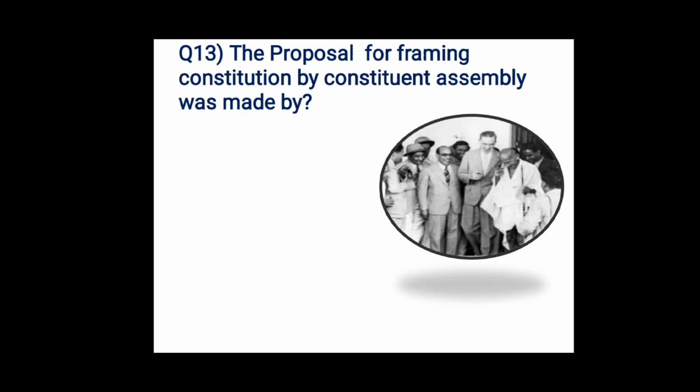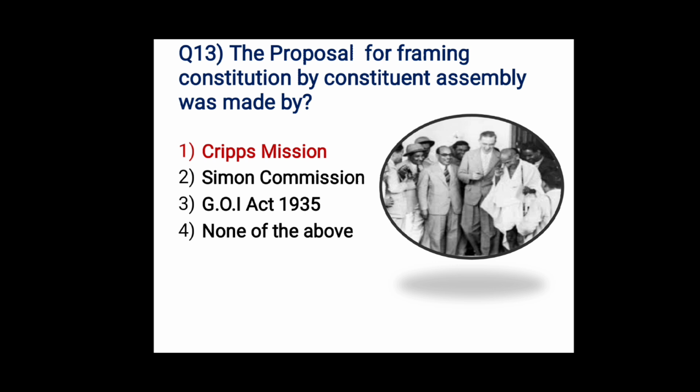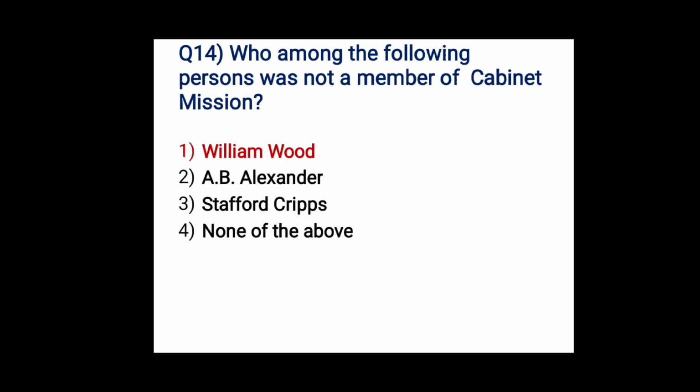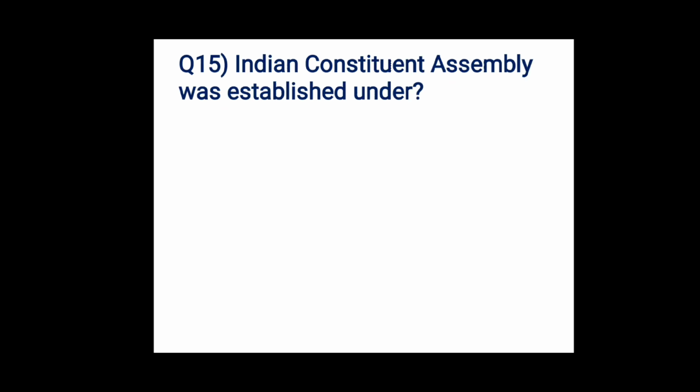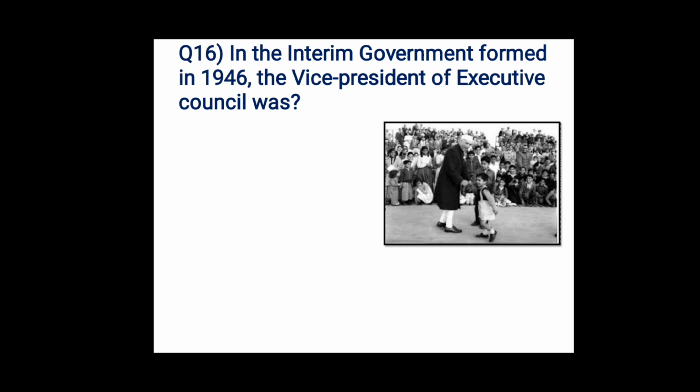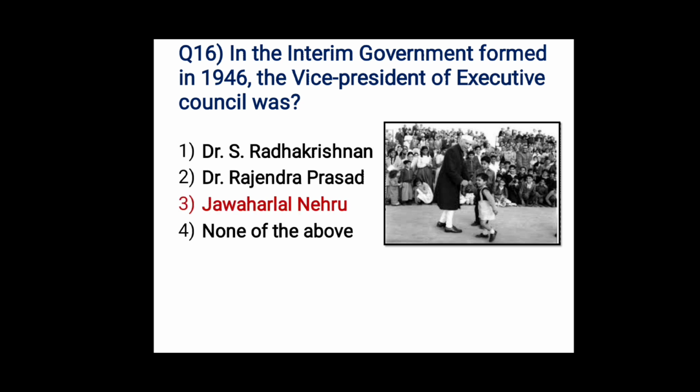The proposal for framing the Constitution by a Constituent Assembly was made by the Cripps Mission. You can see Cripps standing with Mahatma Gandhi. Which of the following persons was not a member of the Cabinet Mission? It is William Wood. The Indian Constituent Assembly was established under the Cabinet Mission 1946. In the interim government formed in 1946, the Vice President of the Executive Council was, you can guess the answer by seeing this picture, Jawaharlal Nehru.